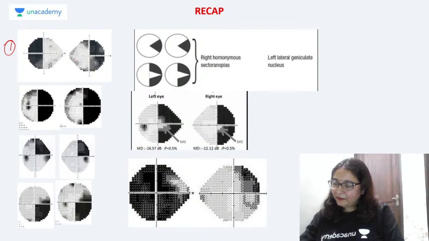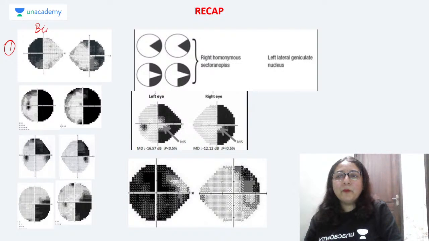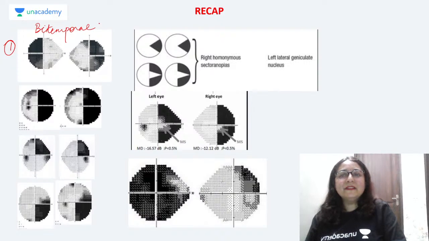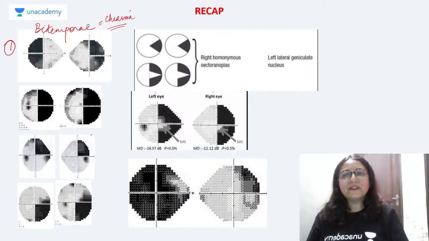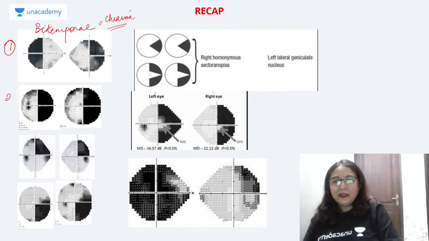Figure number 1. So yes, figure number 1 is your bitemporal hemianopia, which is seen in lesions of the chiasma when there is compression of the central chiasma.